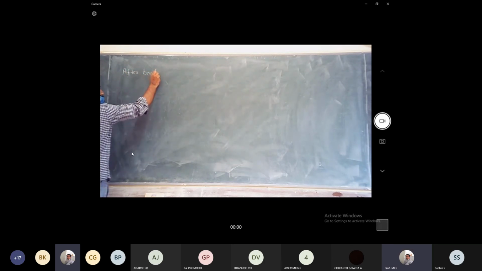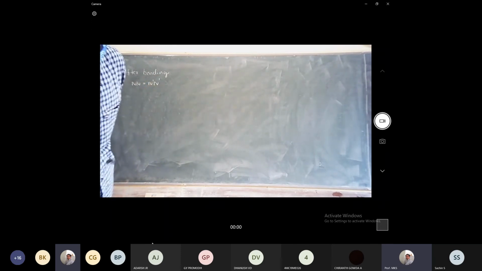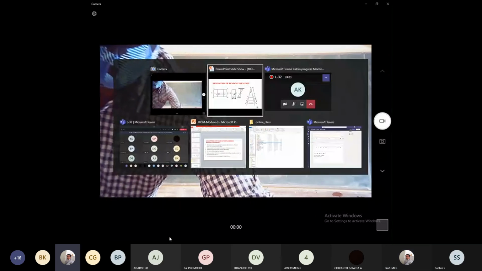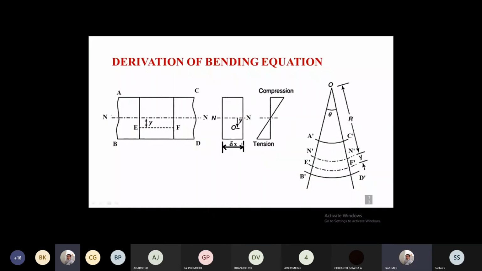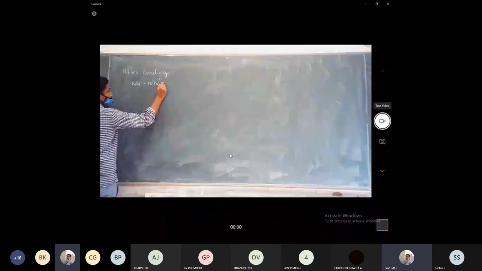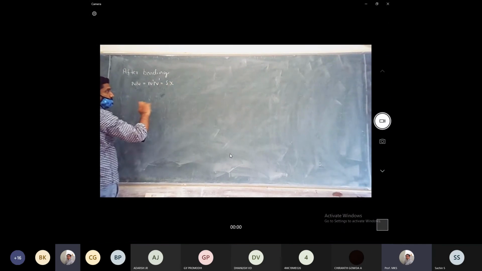After applying the bending, the length N N will be equal to N dash N dash. So it is before applying the load and also after applying the force, right? This is before. At the neutral axis, since stress is 0, N N will be equal to N dash N dash. Since stress is 0 at the neutral axis, there will be no change in length. Okay? So let me proceed with this.